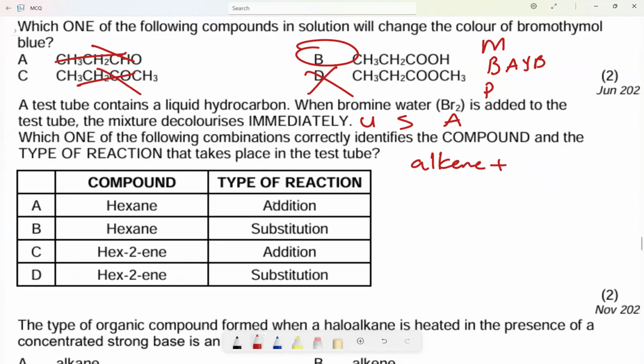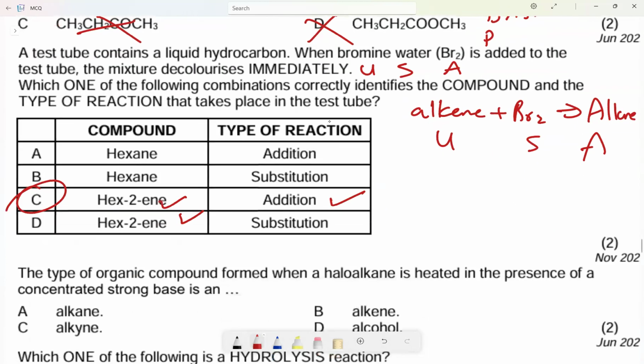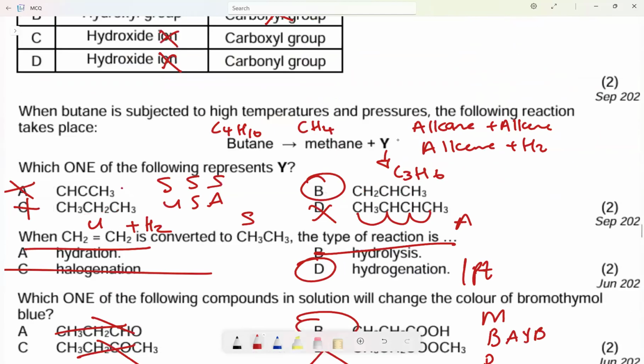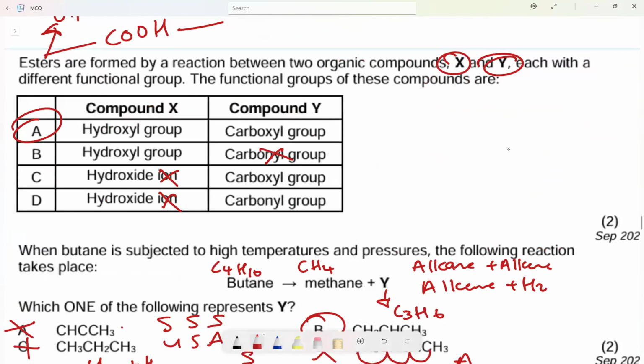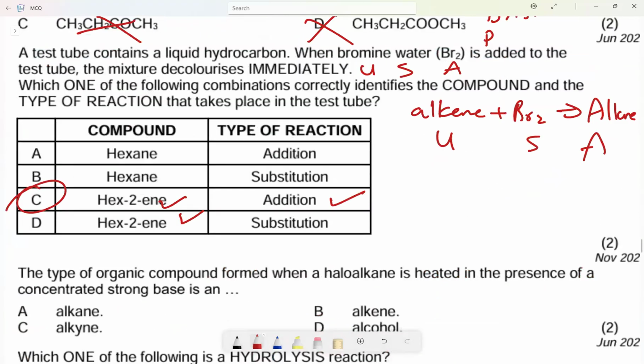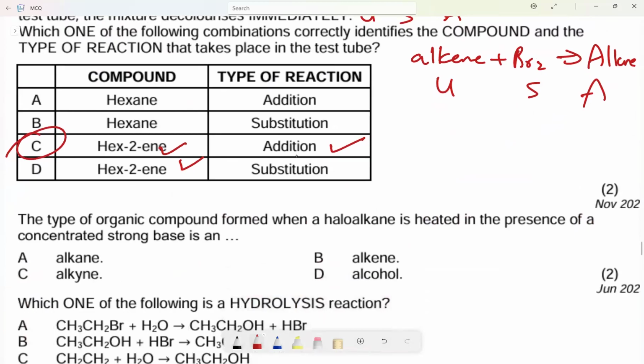Then I add Br2, and it forms an alkane. Remember single and still searching, I went to USA and find a beautiful lady called Sue. So if this is unsaturated and goes to saturated, it is an addition reaction. Which one is the correct answer? I need an alkene, it is this and this, in an addition reaction. The most correct answer is number A. Every time they say decolorizes immediately bromine water, it needs to be an alkene moving to an alkane, in an addition reaction.